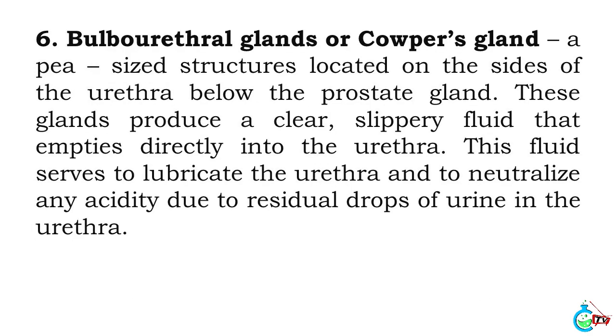6. Bulbourethral glands or Cowper's glands. A pea-sized structure located on the sides of the urethra below the prostate gland. These glands produce a clear, slippery fluid that empties directly into the urethra. This fluid serves to lubricate the urethra and to neutralize any acidity due to residual drops of urine in the urethra.